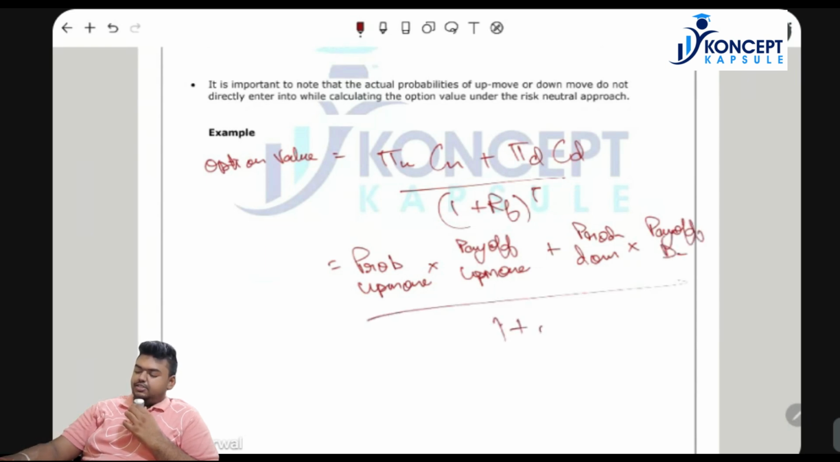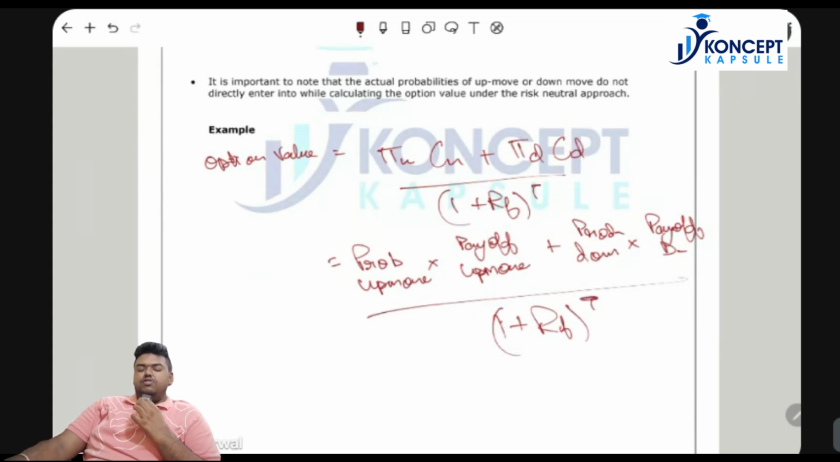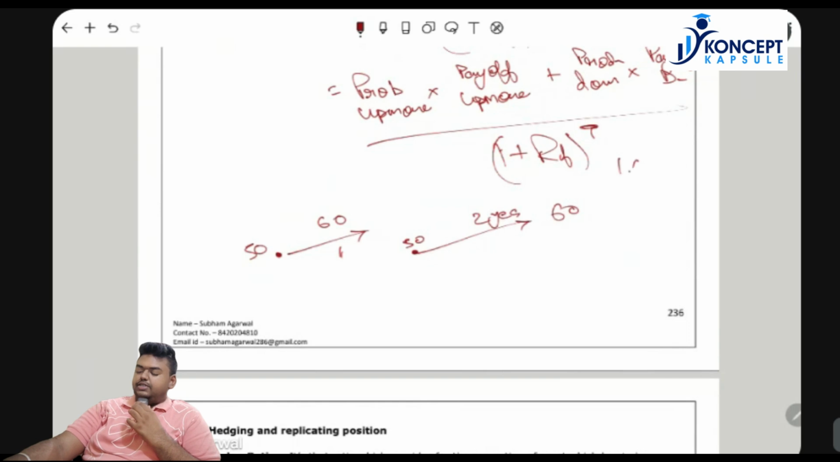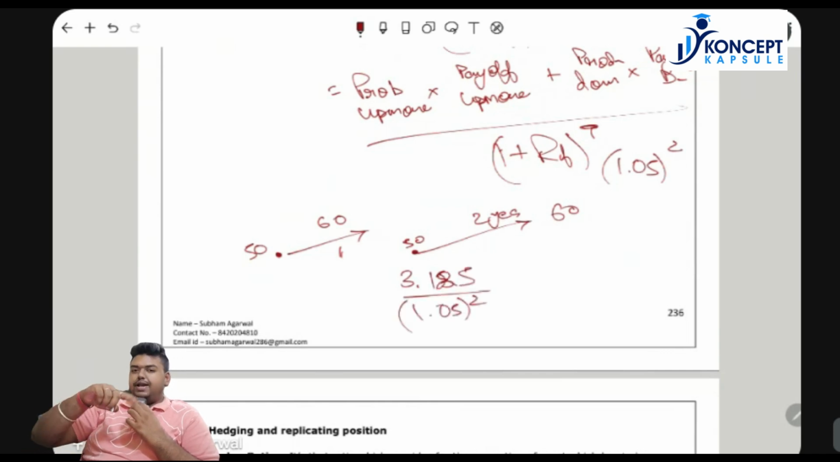divided by 1 plus the risk free rate to the power of the number of years for which we are trying to discount the option value. So, for example, in our example, the stock price was moving from 50 to 60 in 1 year. Suppose I had given that the stock price is moving from 50 to 60 in 2 years, then it would have been 1.05 to the power 2. So it would have been 3.125 divided by 1.05 to the power 2. Why? Because the price movement from 50 to 60 or 50 to 40 is over 2 years.